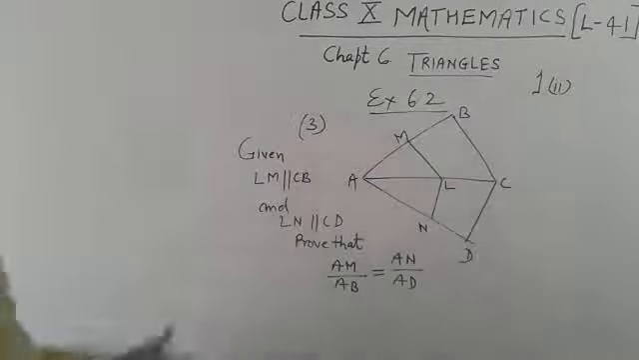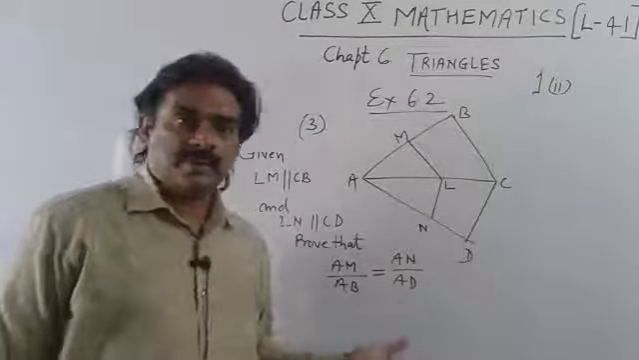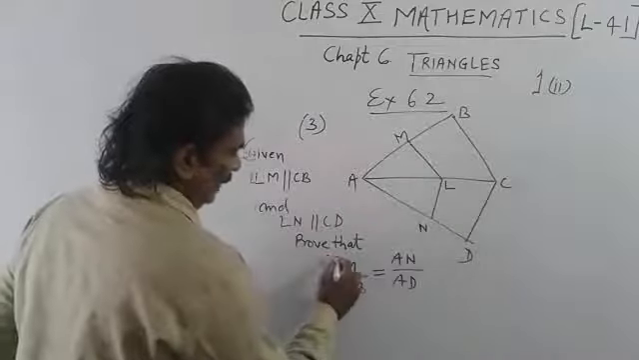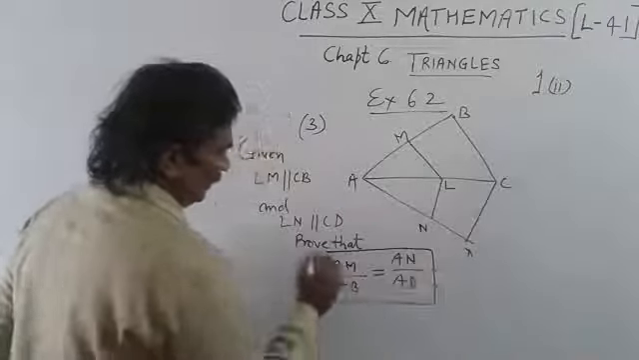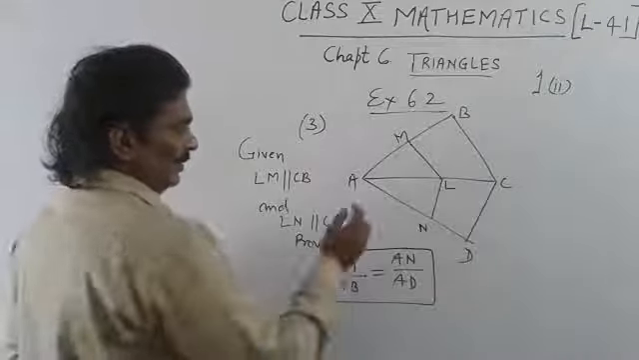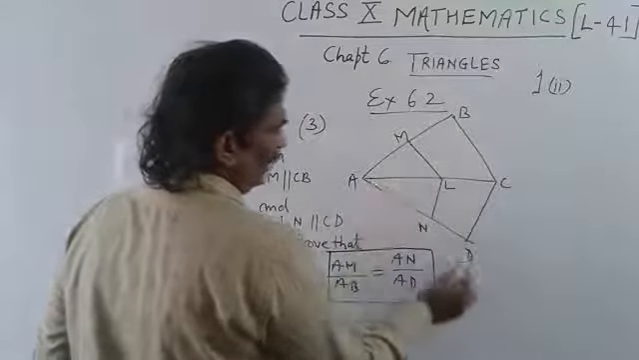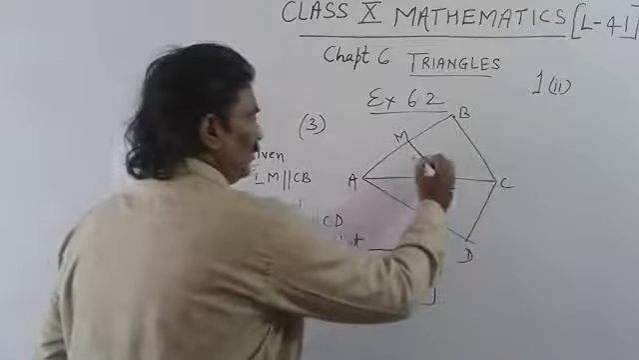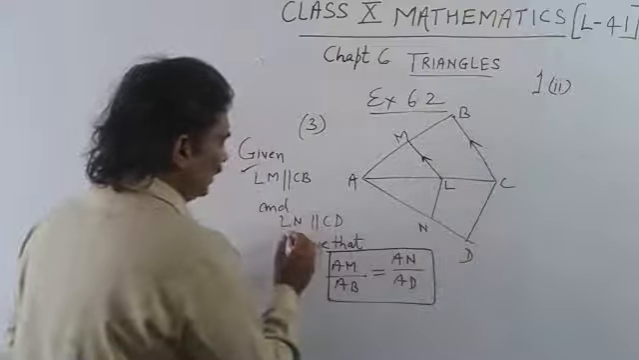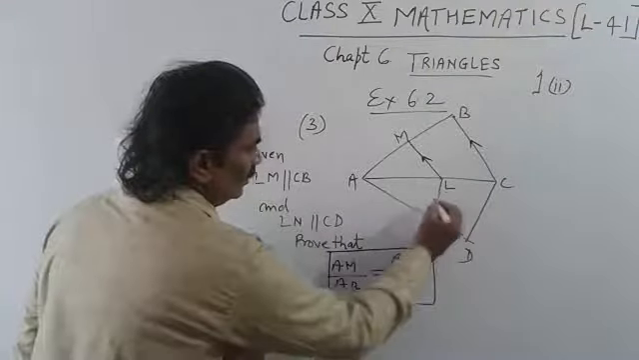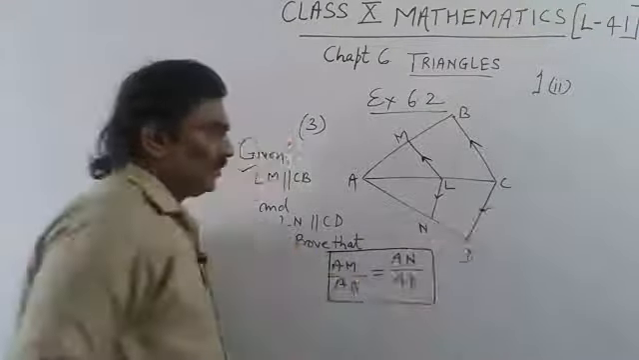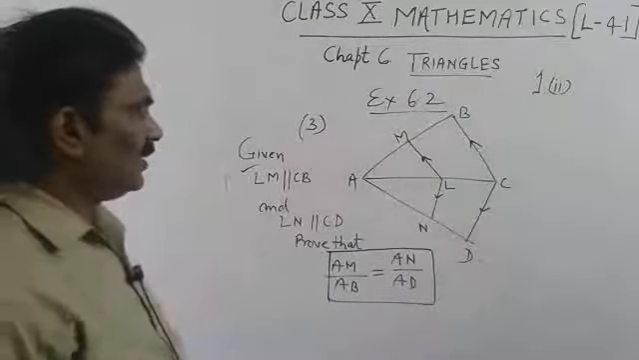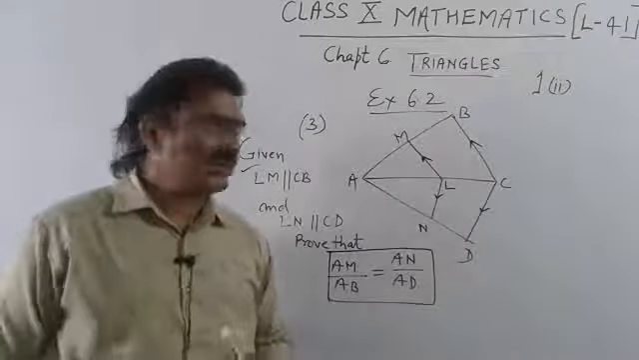Okay. So students, we have question number 3rd of same exercise. In this question we have to prove AM upon AB is equal to AN upon AD. We have a diagram. We have triangle ABC and ADC, and given LM parallel CB, and second LN parallel CD. These are parallel lines. So students, we can prove the result using Thales theorem or basic proportionality theorem.